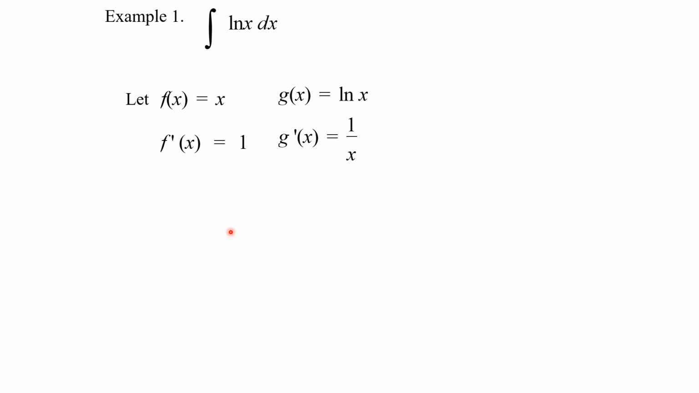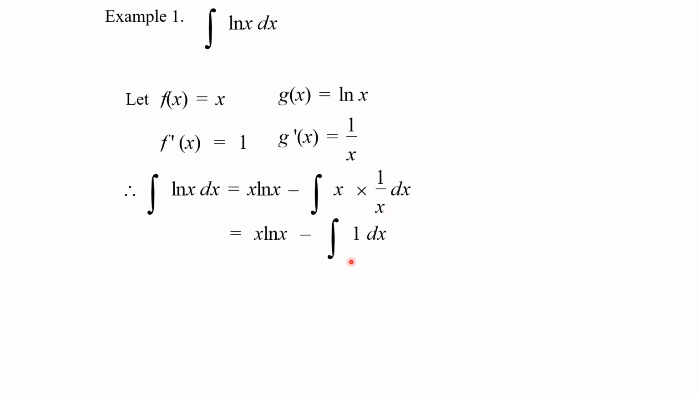Then you proceed with the standard formula for integration by parts. So it will be f(x) g(x), so x ln x, minus integration of f(x) g prime x. You copy it accordingly, simplify it, and then you integrate this, and you will arrive at the final answer. And don't forget to add the c because this is an indefinite integral.